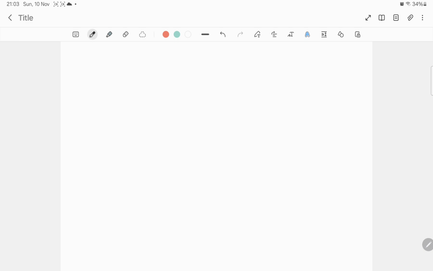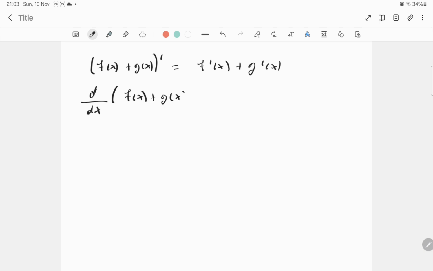Rule number 1. If we have the function f of x plus g of x, and we take the derivative of the sum of the two functions, we have the derivative of the first function plus the derivative of the second function. Using the Leibniz notation, we can write it like this, with a d dx: I can split the derivative with respect to x of the first function plus the derivative with respect to x of the second function.